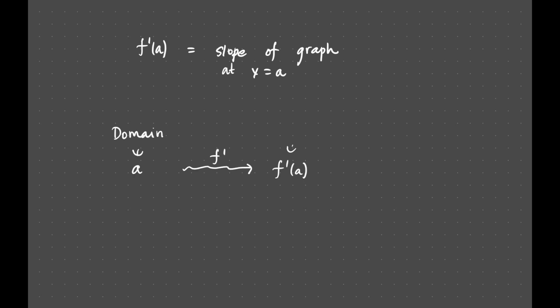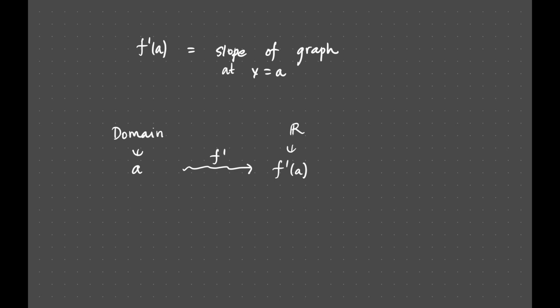In the last video, we discussed how the derivative of a function at a point x equals a denotes the slope of the graph of the function at the point x equals a. In other words, if f is differentiable at the point x equals a, then the derivative there assigns to the point a number, namely the slope, denoted by f prime of a.